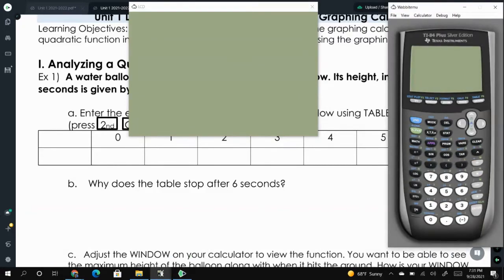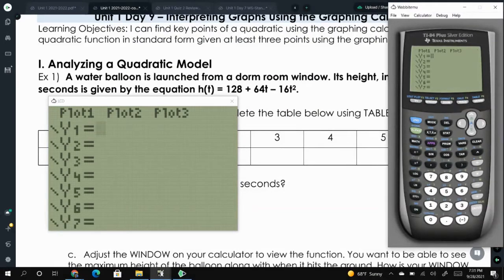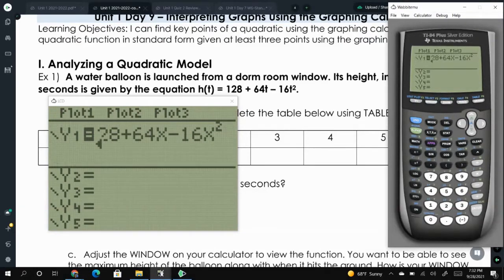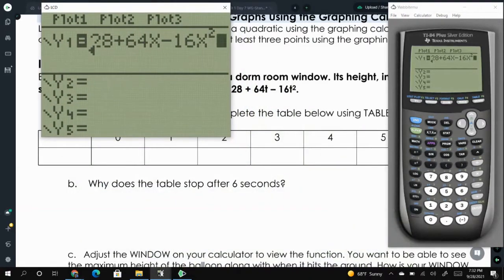So we're going to turn on our calculators. And we're going to hit Y equals, which is the upper left corner, and we're going to put that function h of t in this spot here. Now, instead of t, we're going to put the variable x. That's just how the calculator responds to it. And we're going to make a table first.